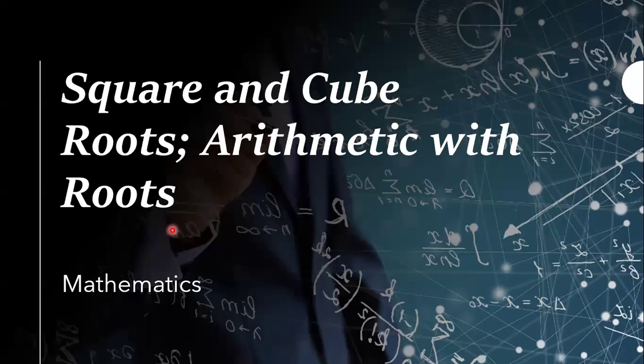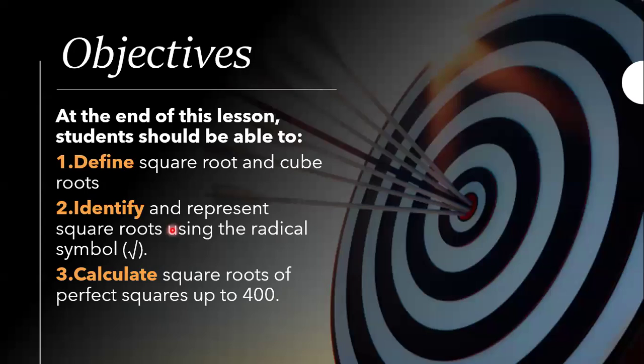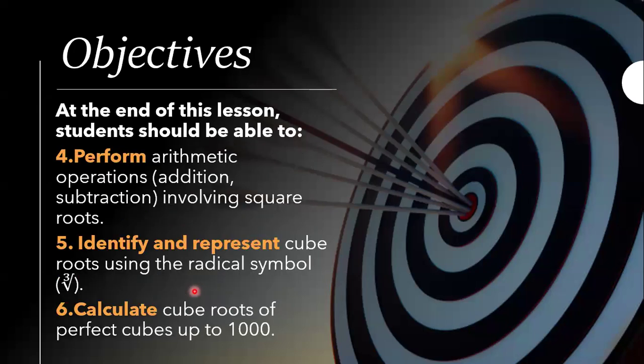Today we're going to be looking at square and cube roots, and then we're going to be looking at arithmetic with those roots. And so the objectives today, you don't have to write this down yet. I can tell you when to start writing. The objectives for this lesson is at the end of this lesson, you should be able to define square root and cube roots. You should be able to identify and represent square roots using radical symbols. And you should be able to calculate square roots of perfect squares up to 400.